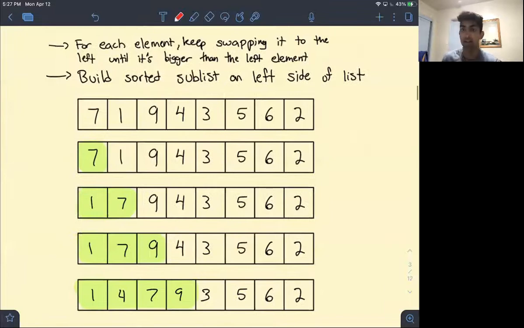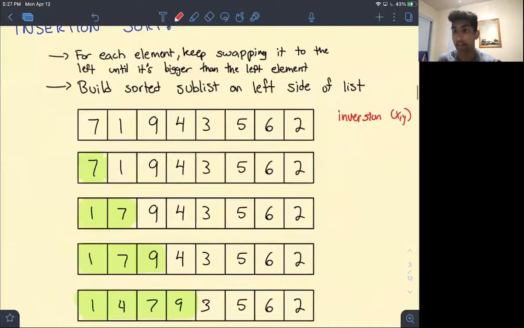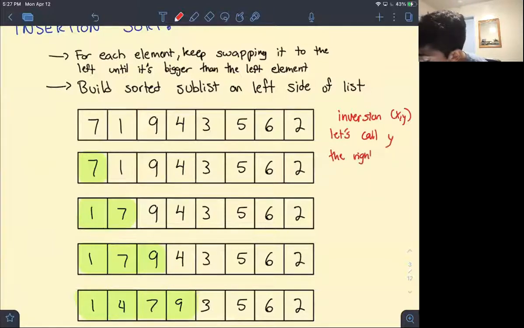Before we dive into this example, I'm going to define when we have an inversion. Let's say we have some inversion x comma y. If we ever have the inversion x comma y, let's call y the rightmost element in the inversion.